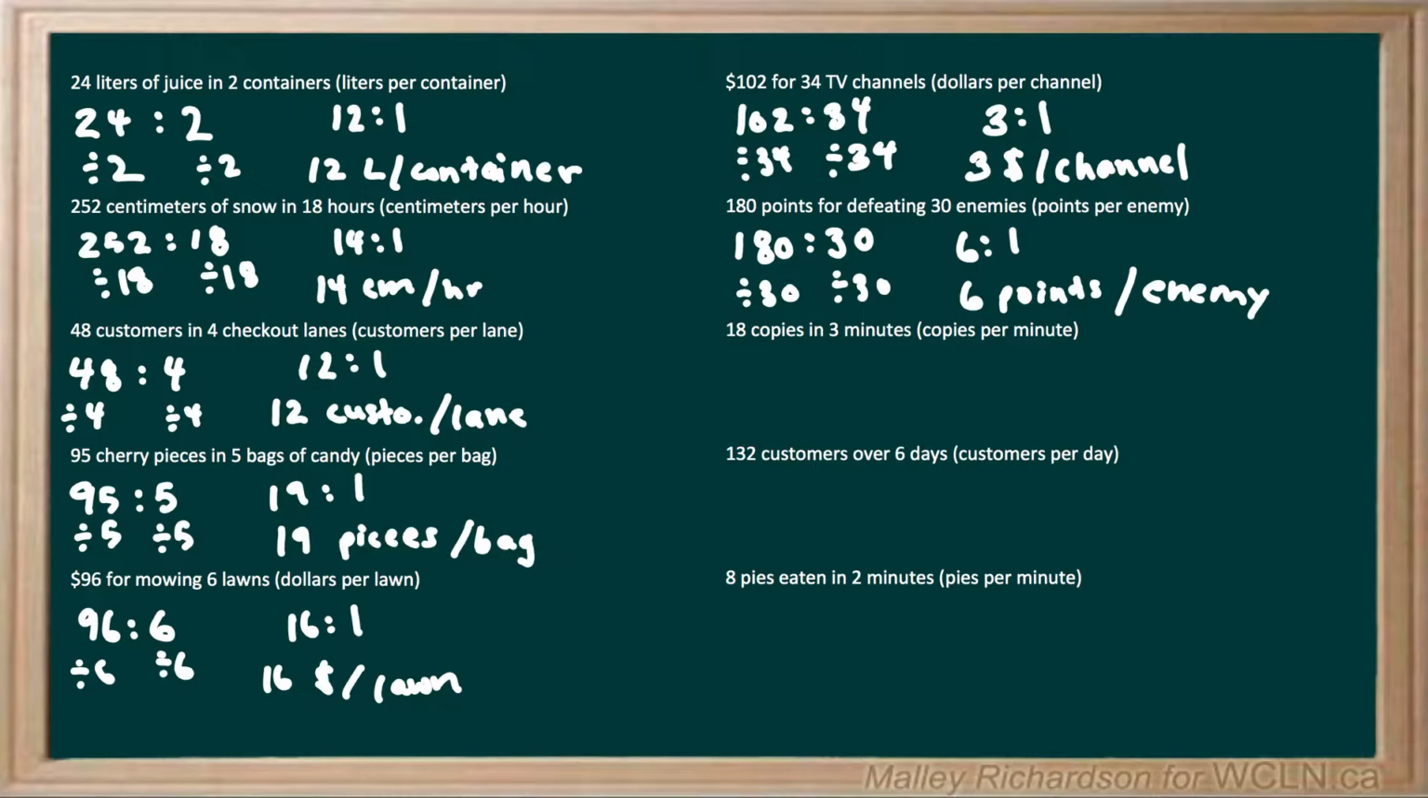18 copies in 3 minutes, and we need to find how many copies per minute. So again, we start off with our original ratio of 18 to 3, and then we divide our second term by 3 to get 1, and our first term by 3 again. And 18 divided by 3 is 6, and 3 divided by 3 is 1, so we have our unit ratio of 6 to 1, and our final answer is 6 copies per minute.